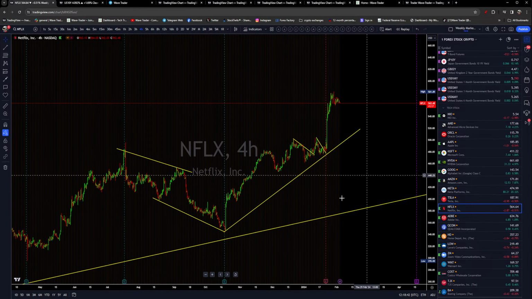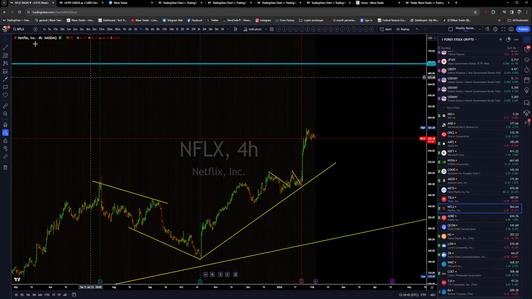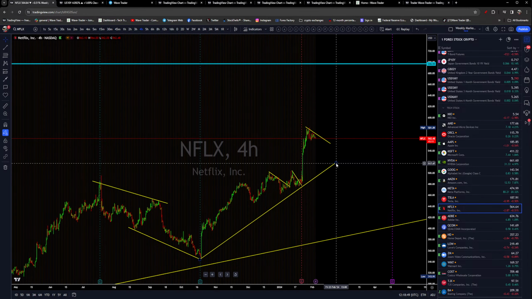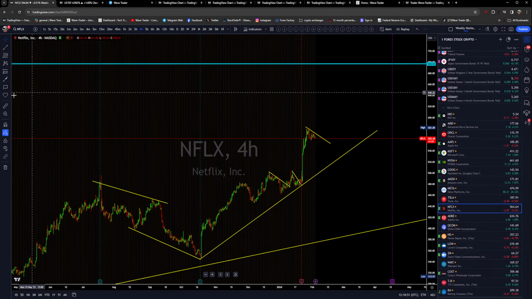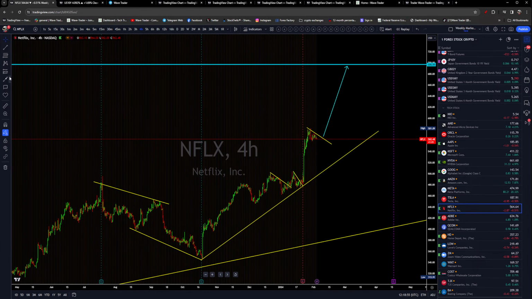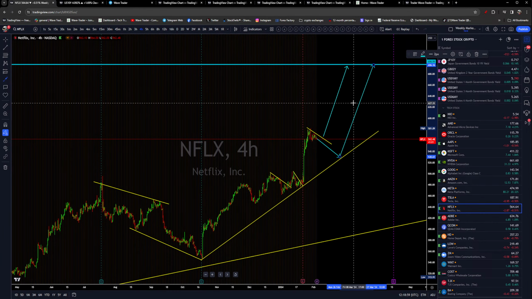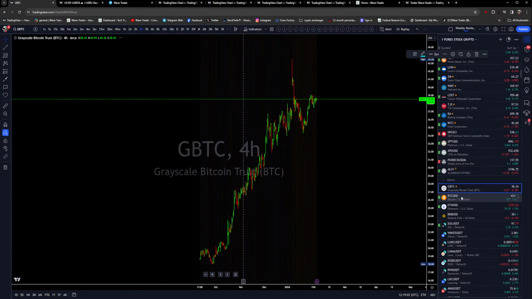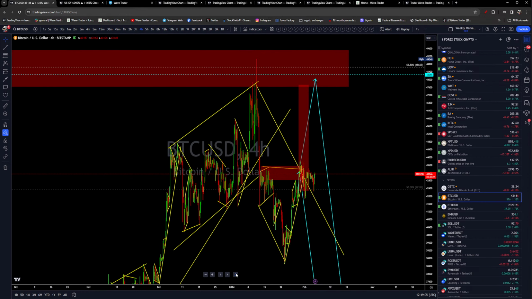We still haven't tested that high. So 700 can be tested from Netflix. A slight pullback can get bigger, like that. Still continuation for more upside. Okay, so Bitcoin, same as last week.